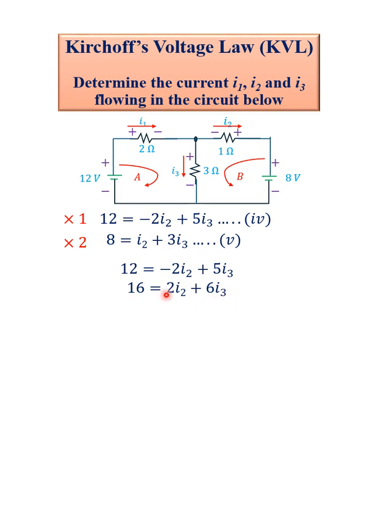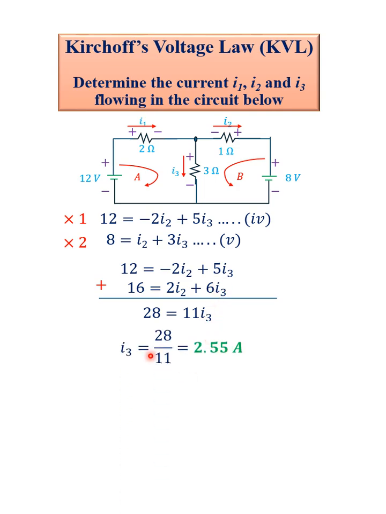So we have got 2 here and 2 here, so we can eliminate them. How do negative 2 and positive 2 eliminate each other? If you do negative 2 plus 2, you are going to get 0. So if we add both equations together, we are going to eliminate I2. 12 plus 16 gives us 28. Minus 2I2 plus 2I2 is 0, so that is gone. 5 plus 6 gives us 11, and we have I3.